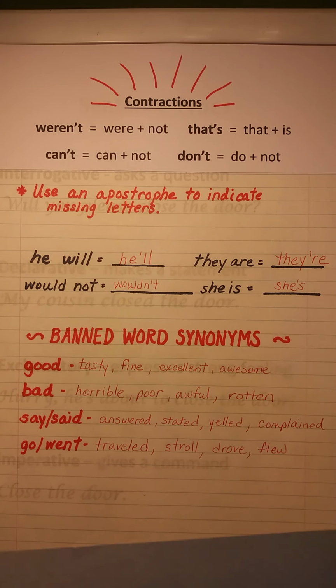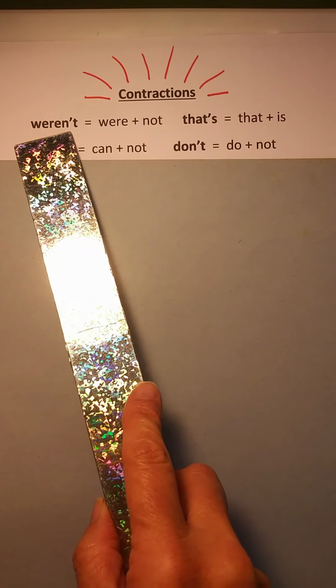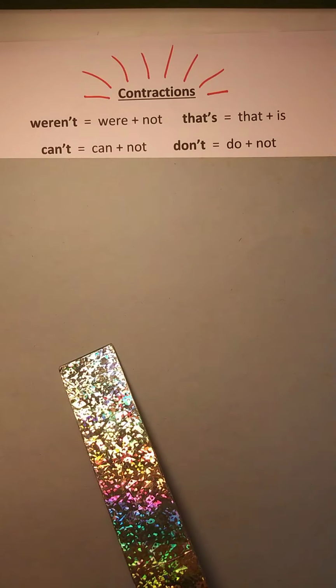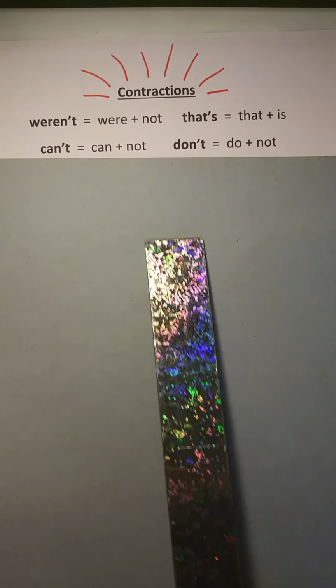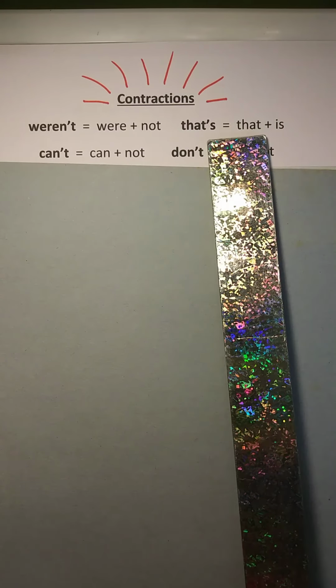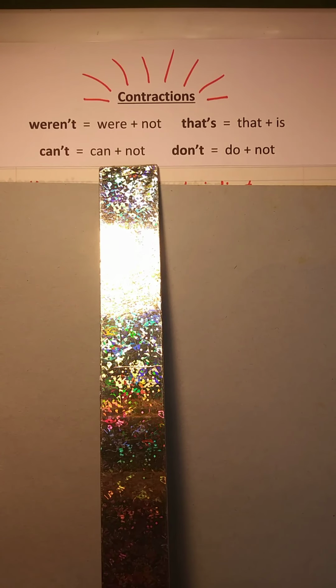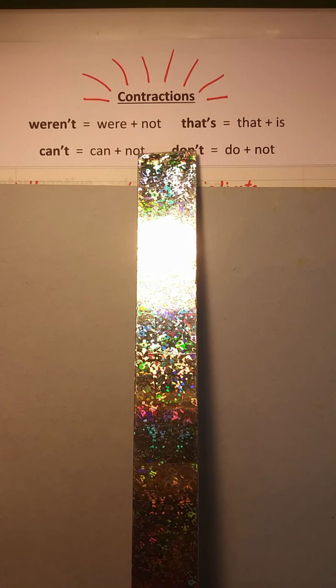Okay, contractions. Remember, contractions are made from 2 words that are joined together with an apostrophe. And the apostrophe indicates where there is a missing letter. In this case, weren't is a combination of were and not, and the apostrophe indicates the missing O in the word not. That's is a combination of that and is, and the apostrophe indicates the missing letter I. That's. Can't is a combination of can and not, and the apostrophe indicates the missing O in the word not.